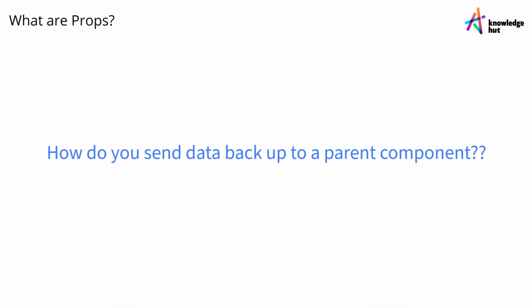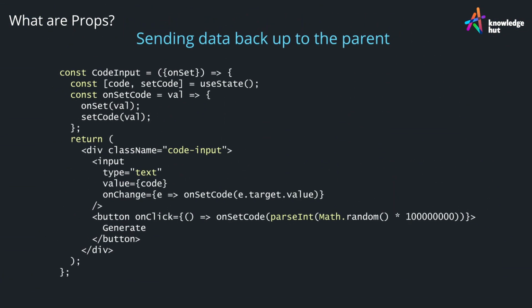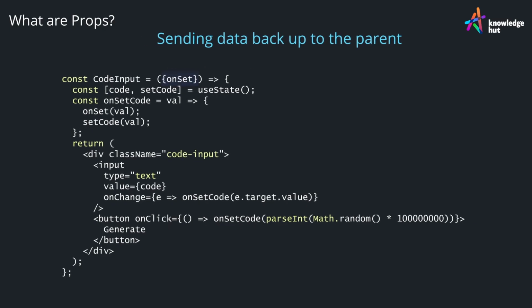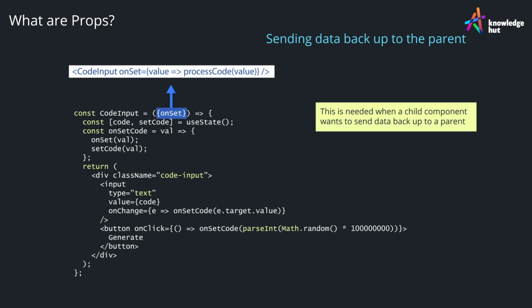Okay, we have seen how data flows from parent to child components using props. But what if you want to send data back up to a parent? Remember this example from the previous video where we incorporated local state in a function component using hooks? We implemented a prop in the code input component named onSet, which is a function that offers data when someone types in the input field or when we click the generate button. This is how you can implement an inverse data flow and send data back up to a parent component. By implementing a function in a prop, you can easily send data back up to a parent component.